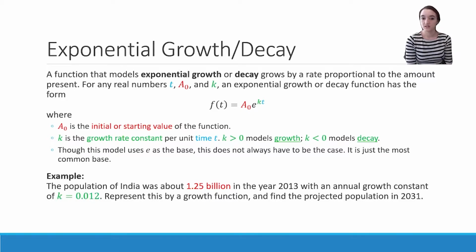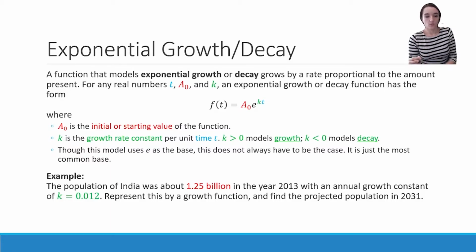So the population of India was about 1.25 billion in the year 2013, with an annual growth constant k equal to 0.012. If we wanted to represent this by a growth function, a model of this situation, how could we do it? Then, after we do that, we can project the population at a future date, provided that it's still growing at the same rate, which of course is maybe unlikely by 2031, especially with everything that's happened, but we can still use this model to make predictions based off of previous data.